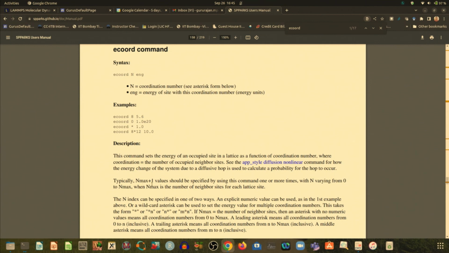and typically n max plus 1 values should be specified by using this command 1 or more times, with n varying from 0 to n max, where n is the number of nearest neighbor sites for each lattice site. So that way you can change, but as of now it is only counting the number of unlike neighbors and trying to minimize it, which is at some level phase separation.